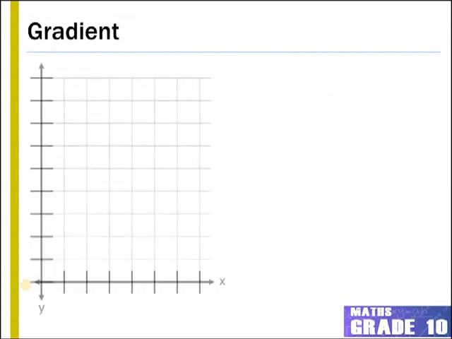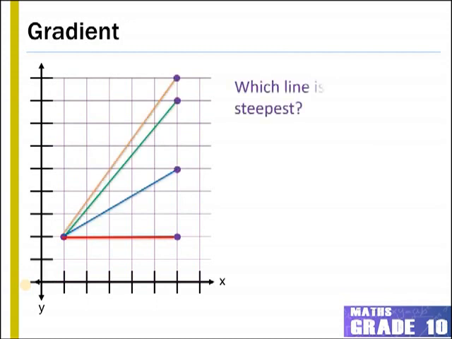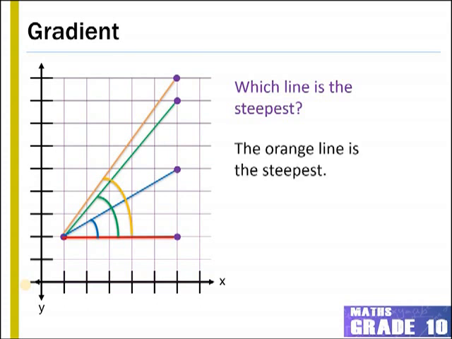We'll start with gradient. Have a look at these lines. Which line is the steepest? If we look at the angles, the blue angle, the green angle, and the orange angle, we can see that the measure of the orange angle is the largest. So the orange line is the steepest.